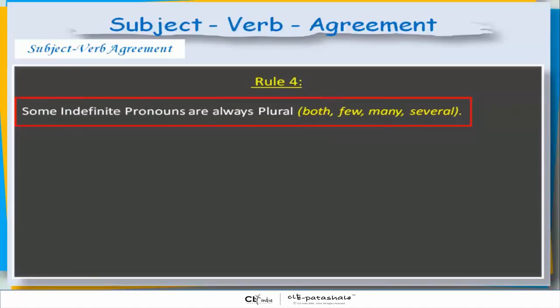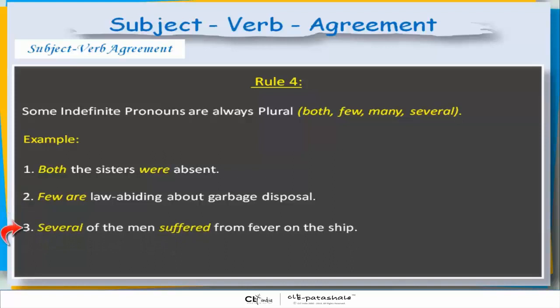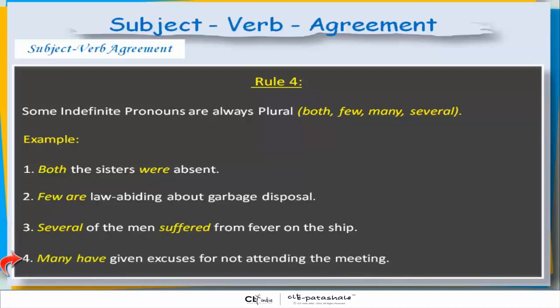Some indefinite pronouns are always plural. For example, both, few, many, and several. Both the sisters were absent. Few are law-abiding about garbage disposal. Several of the men suffered from fever on the ship. Many have given excuses for not attending the meeting. Here, both, few, several, and many are all indefinite pronouns.